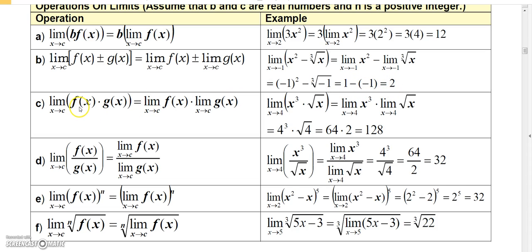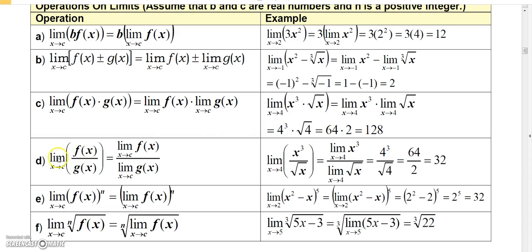Now here I have the limit of a product is the product of the limits. So here the example for that would be like the limit of x cubed times square root of x. That would equal the limit of x cubed times the limit of the square root of x as x approaches 4. So the limit of x cubed as x approaches 4 would be 4 cubed. The limit of square root of x as x approaches 4 would be square root of 4. So I'd have 4 cubed, which is 64, times the square root of 4, which is 2. 64 times 2 is 128.